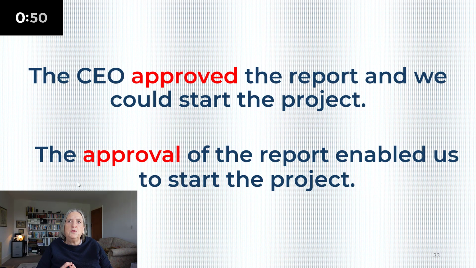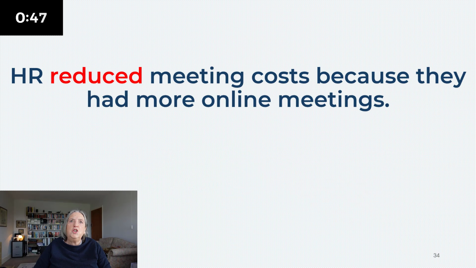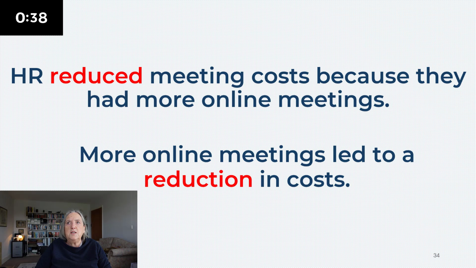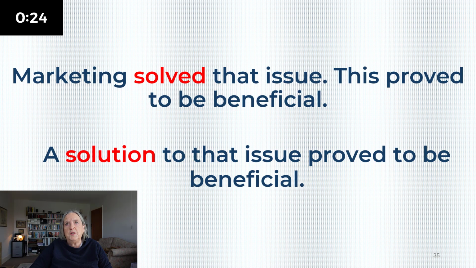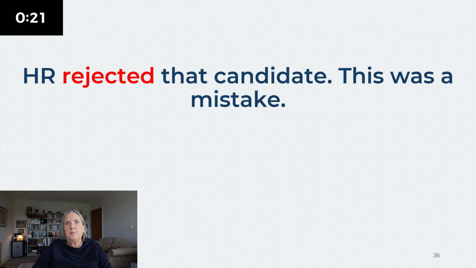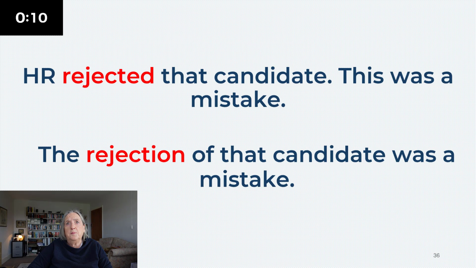Let's go on to some more examples. Taking the people out. HR reduced meeting costs because they had more online meetings. More online meetings led to a reduction in costs. Marketing solved that issue. This proved to be beneficial. A solution to that issue proved to be beneficial. HR rejected that candidate. This was a mistake. The rejection of that candidate was a mistake.